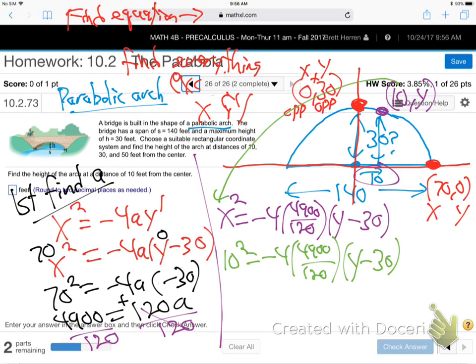So it's 10 squared equals minus 4,900 over 120 times y minus 30. We all good with that? Everybody got that copied down? So what I did there, I just took the equation. First I found a, right, by plugging in 70, 0. I'm just using points on the graph. Plugged in 70, 0 to find a. Then once I had a, I was able to answer their question. Plug in x to be 10, find out what y is, solve the equation.